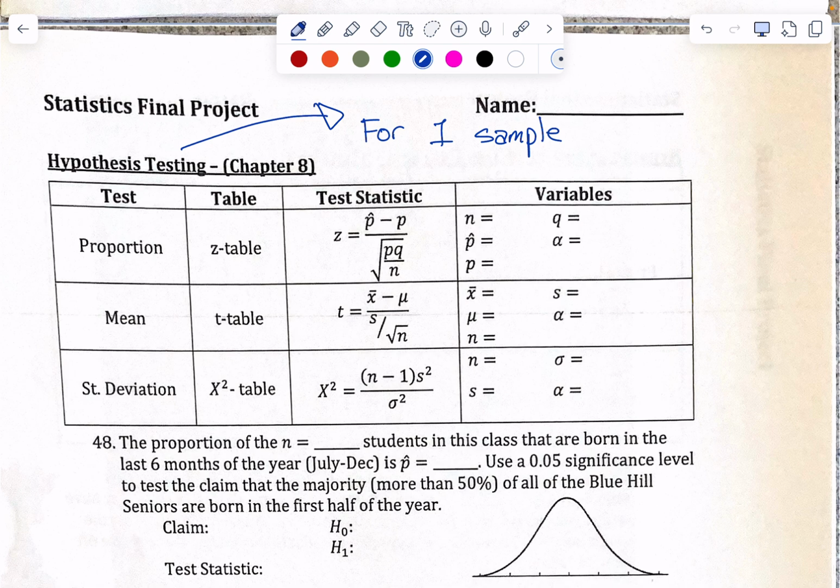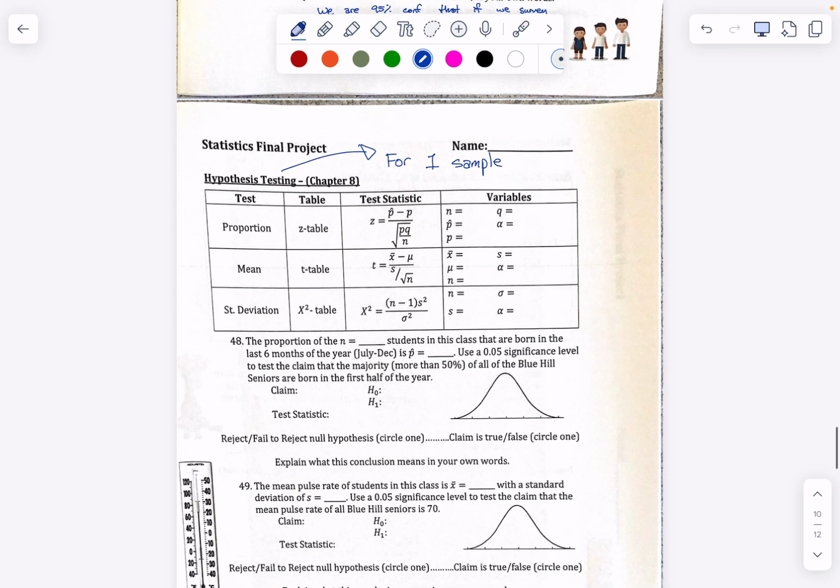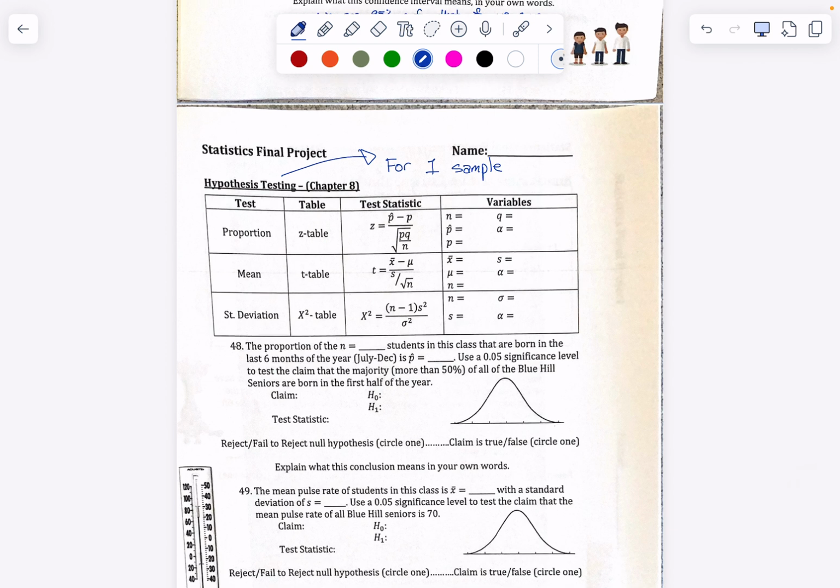For one sample. The second page is hypothesis testing for 2 samples or 2 data sets, right? So we're comparing the 2 data sets to each other. On the first sheet, we're comparing the 1 data set to a certain number, right? And the second one, we're comparing the 2 data sets to each other. All right, here we go.